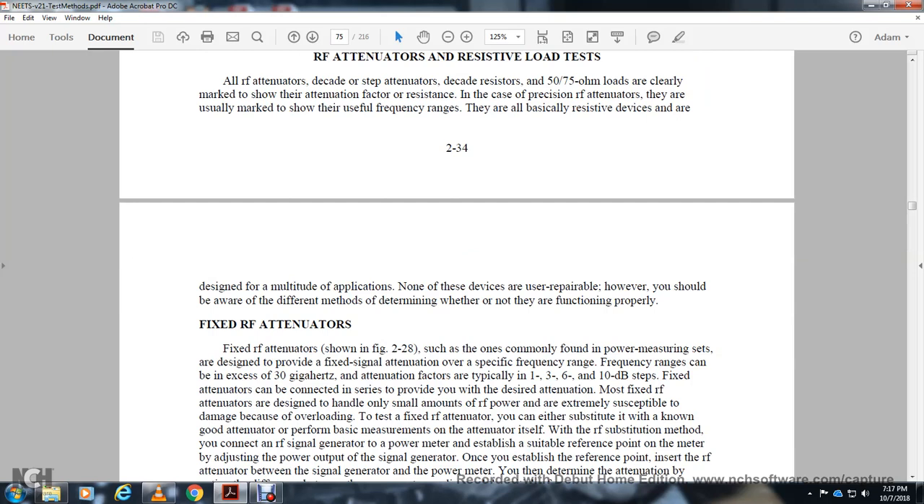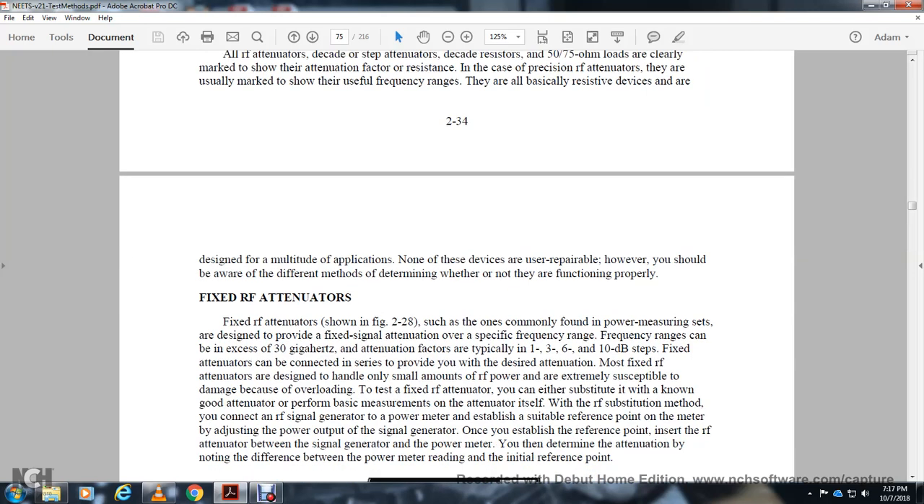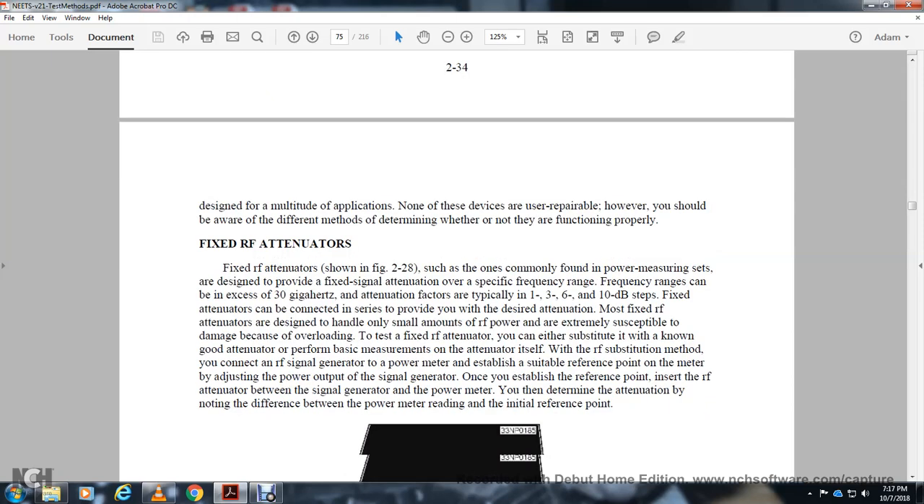The described devices are designed for a multitude of applications. None of the devices are usually repairable. However, you should be aware of the different methods to determine whether or not they are functioning properly.